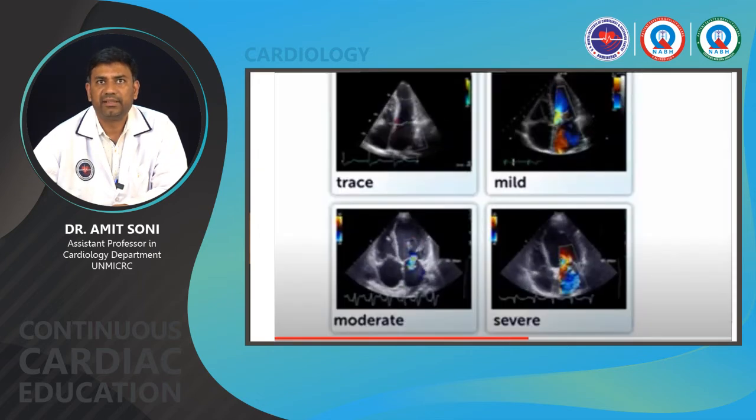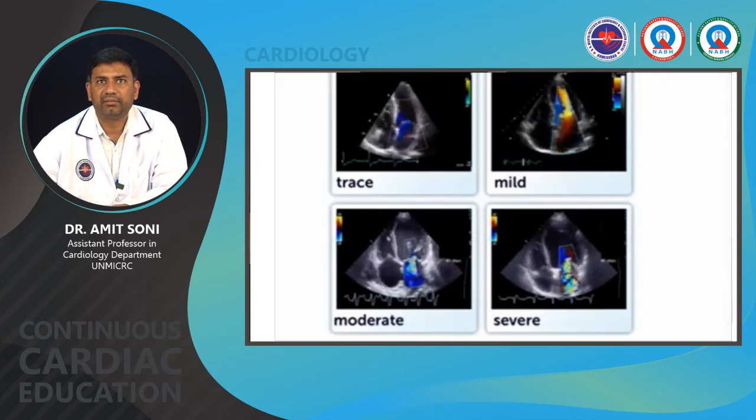So this is trace, mild, moderate and severe mitral regurgitation.